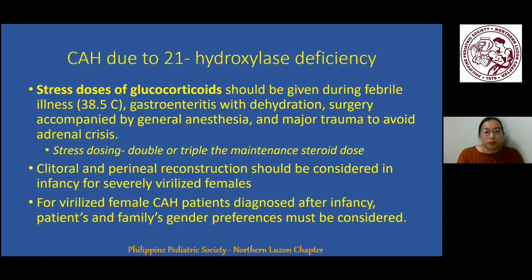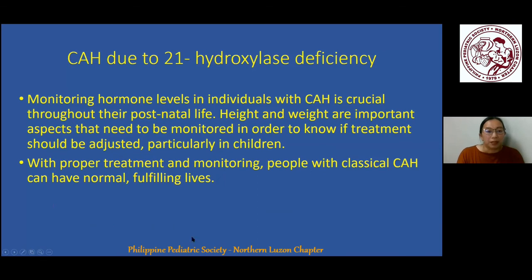Clitoral and perineal reconstruction should be considered in infancy for severely virilized females. For virilized female CAH patients diagnosed after infancy, patients' and families' gender preferences must be considered. Monitoring hormone levels in individuals with CAH is crucial throughout their postnatal life. Height and weight are important aspects that need to be monitored in order to know if treatment should be adjusted, particularly in children. With proper treatment and monitoring, people with classical CAH can have normal, fulfilling lives.